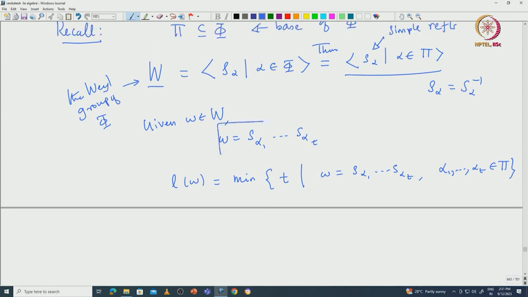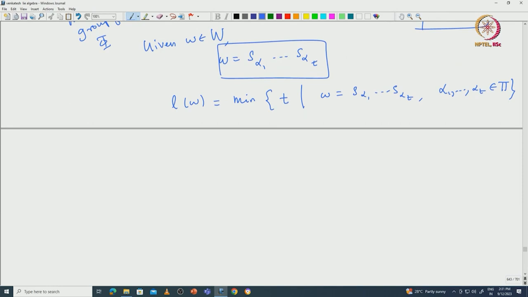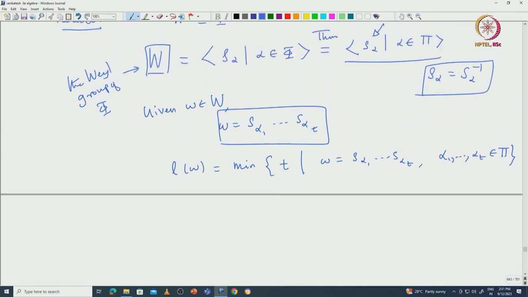Note that this is possible since capital W is generated by simple reflections s_alpha, and s_alpha squared is identity. So w can be written as a product of s_alphas and their inverses, because s_alpha is self-inverse. So you can write w as a product of simple reflections. That is obvious. This length function indeed plays a vital role in understanding the group W and its action on the set of roots, as well as later the set of weights and so on. But anyway, in order to understand this length function, we need to give some other characterization involving root properties. That is the aim of this lecture.